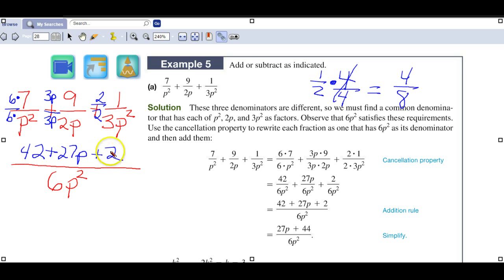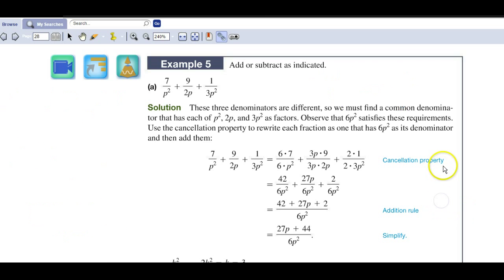Now notice we have like terms now. We have a 42 and a 2. So my final answer then will be 27p plus 44 all over 6p squared. And that's what they're showing you. And you got a little animation of what is in your textbook. Now remember, if you have any questions on these, you bring them into Math Lab.